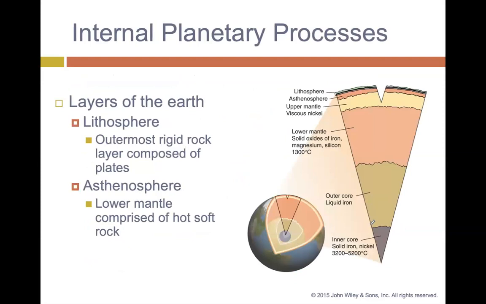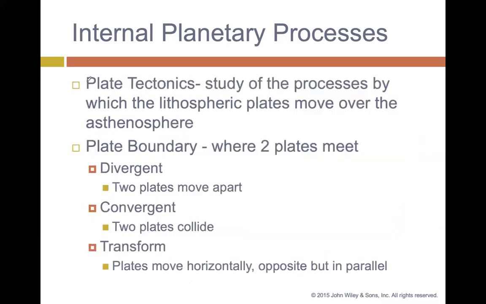Internal planetary processes. So the layers of the Earth are shown here. The lithosphere is the outermost rigid rock layer composed of the plates. The asthenosphere is the lower mantle comprised of hot, soft rock. Plate tectonics is the study of the processes by which the lithosphere plates move over the asthenosphere. And the plate boundary is where two plates meet.